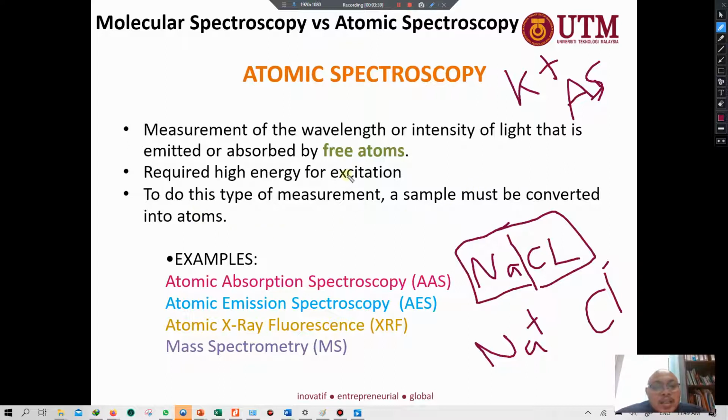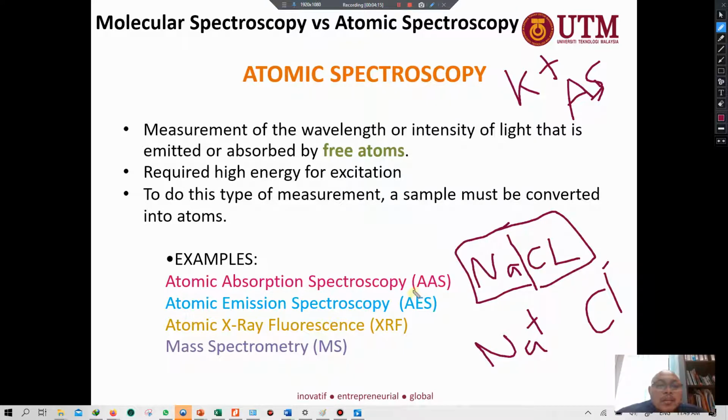Okay, that's related to the above sentence. You can only analyze free atoms in atomic spectroscopy. To do that, you need to convert the sample into atoms. How to do that? You need a very high energy for excitation. Examples of atomic spectroscopy are atomic absorption spectroscopy, atomic emission spectroscopy, and so on.